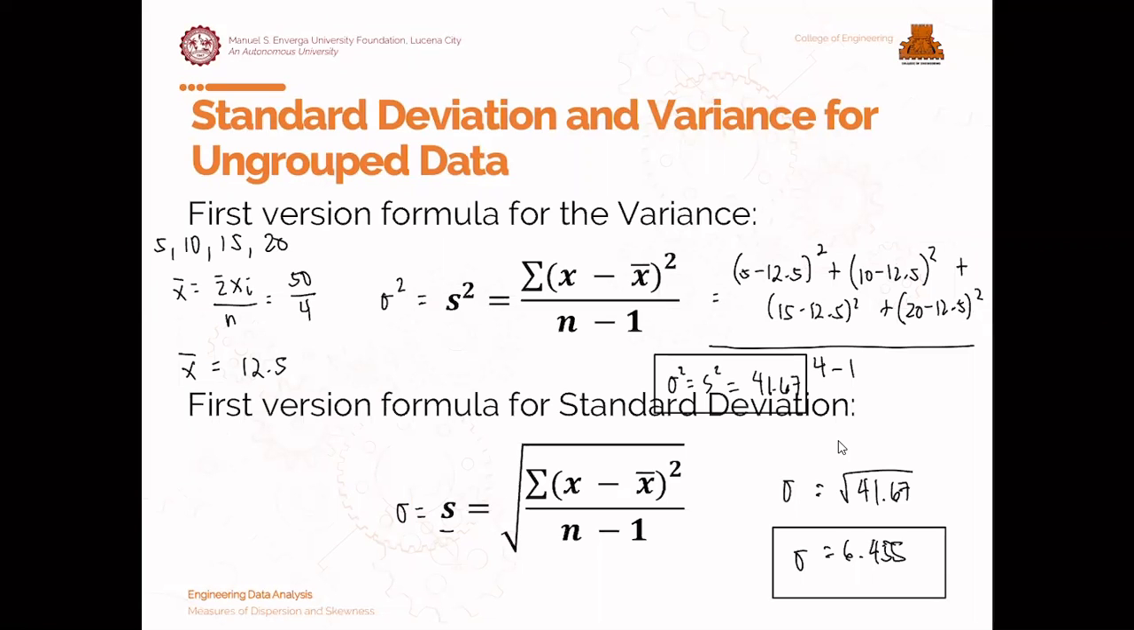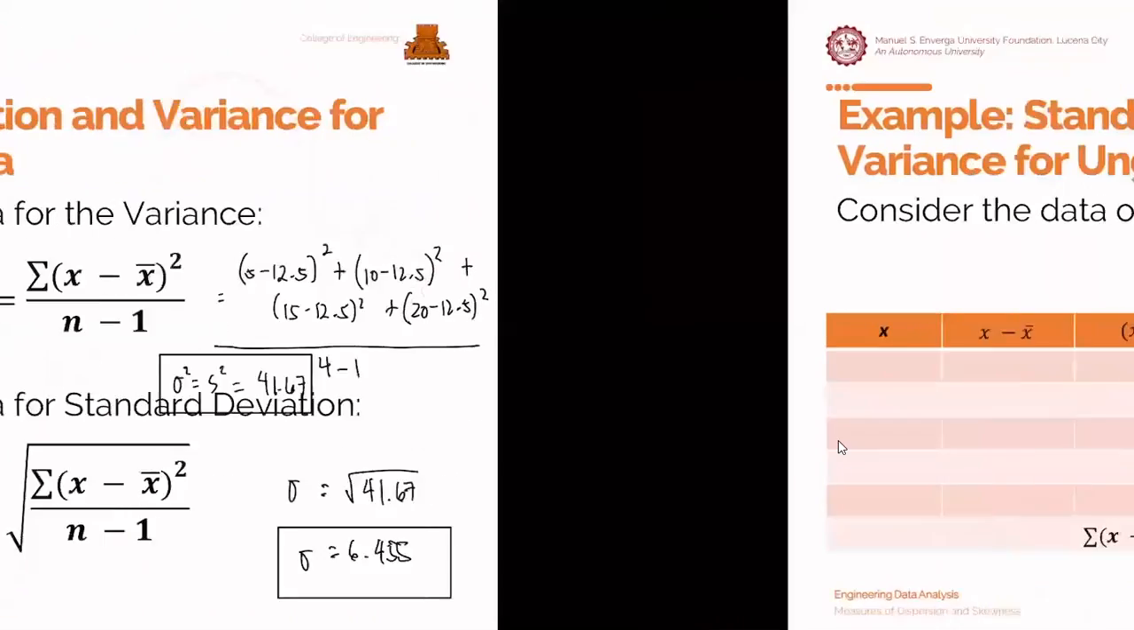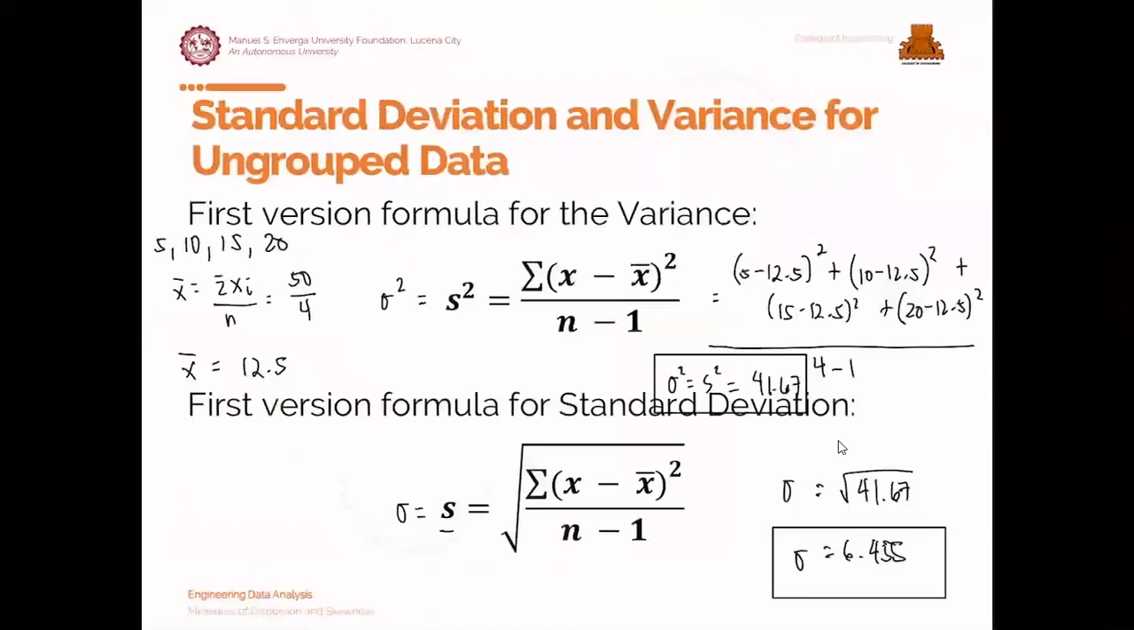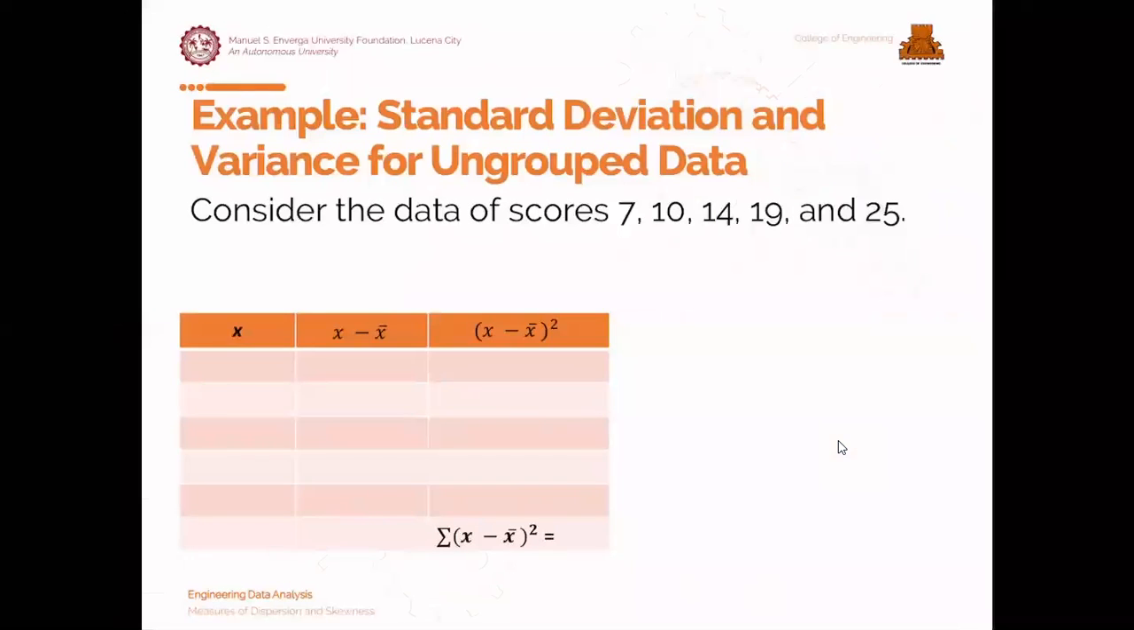So, now we go to another set of equations, no? Formula. So, this is the second version. There is an example data here. Okay, so let's try to apply it to another example. So we have an ungrouped data of 7, 10, 14, 19, and 25. So what we need to do is to identify first our mean of the data. Then we will use the table provided to calculate the standard deviation and variance for the set of data.